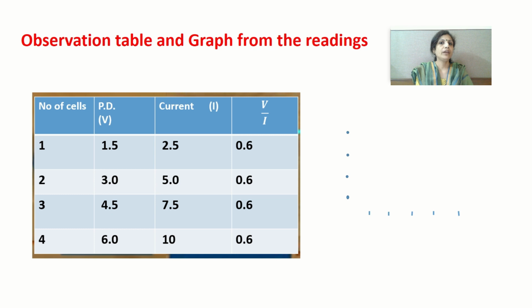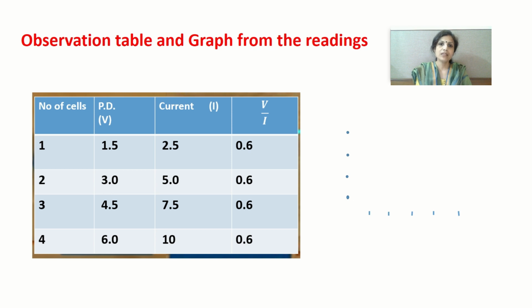So the readings which we observed in our experiment are something like this. Number of cells: when only one cell was connected in the circuit, the potential difference was 1.5 and the current was 2.5 ampere. If I take the ratio V upon I, the value is 0.6. Now when two cells were connected in the circuit, 2 cells is equivalent to potential difference 3 volt, and that time the ammeter showed the reading as 5 amperes. Again, if you take the ratio of V upon I, you will get the value 0.6.